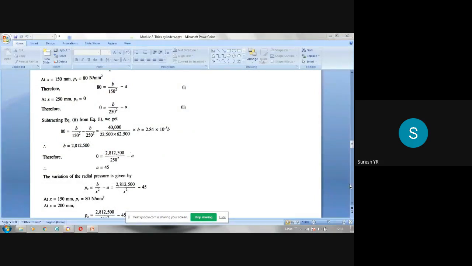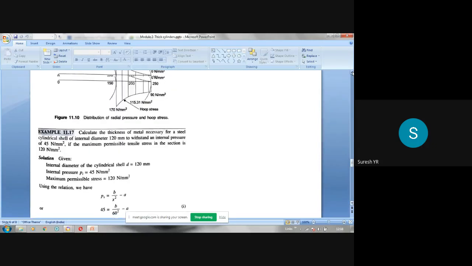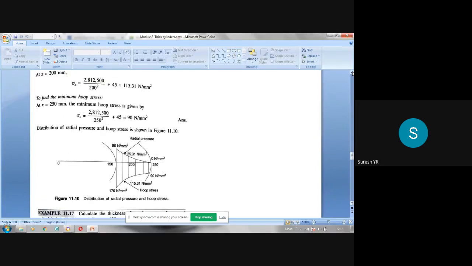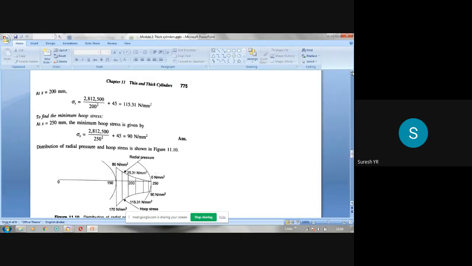See, once you get the values of A and B, you just substitute in that equation Px is equal to b by x square minus A. So this is what you will get. Then what you have to do is, he has asked you to calculate the minimum and maximum values. So I have told you that the maximum value occurs at the inner surface of the cylinder and the minimum value occurs at the outer surface of the cylinder.